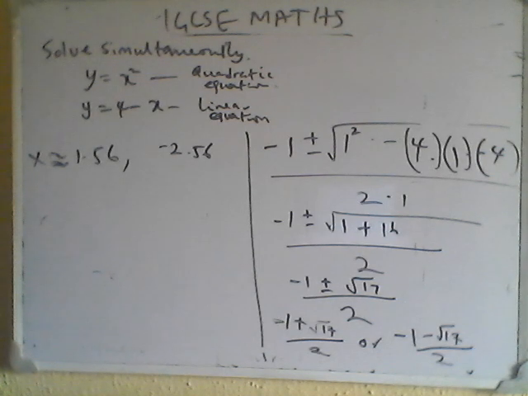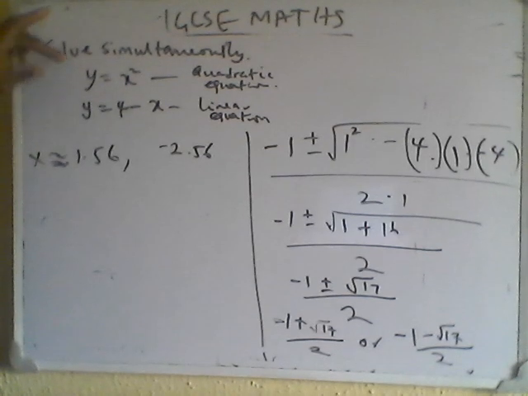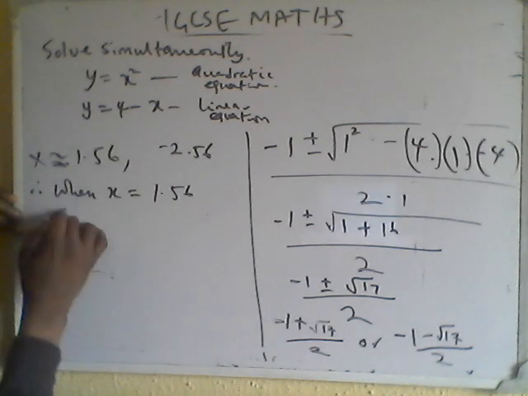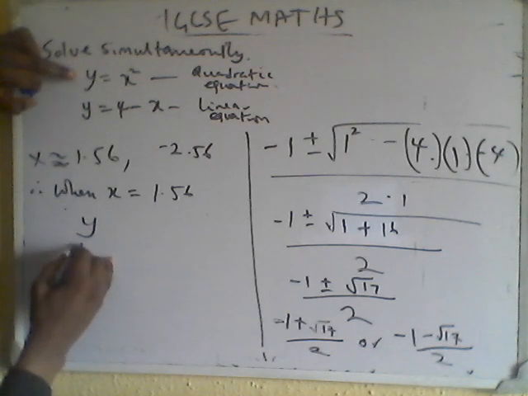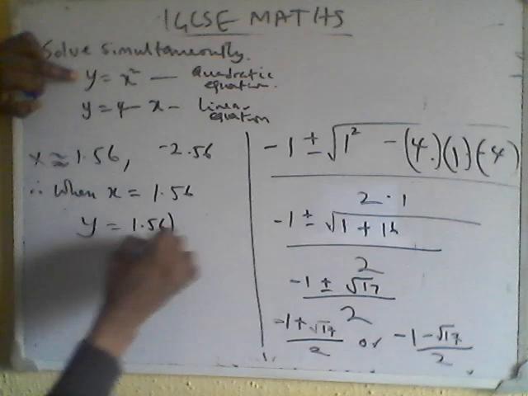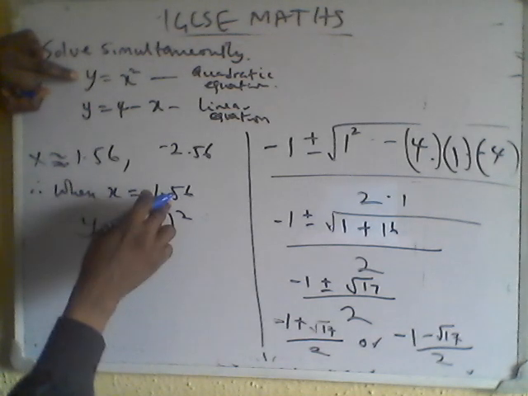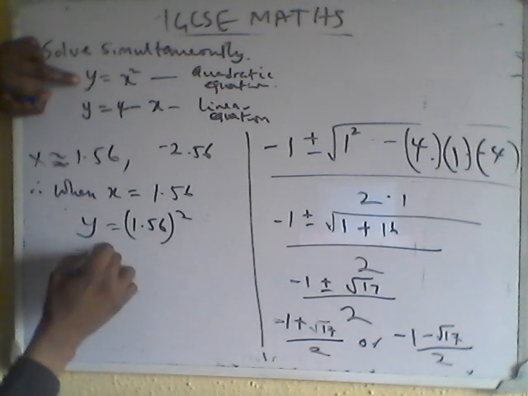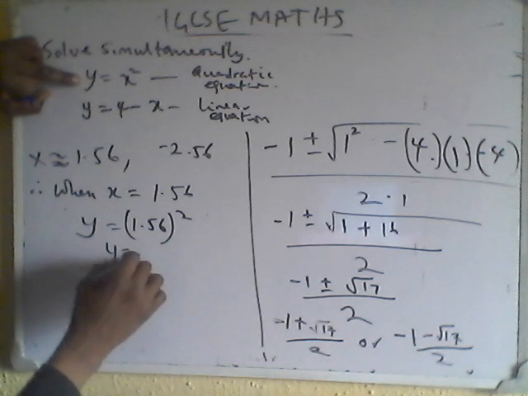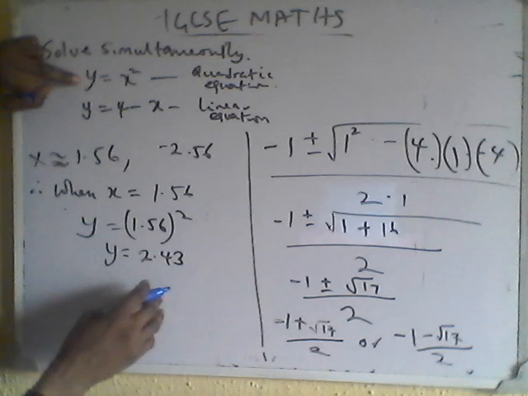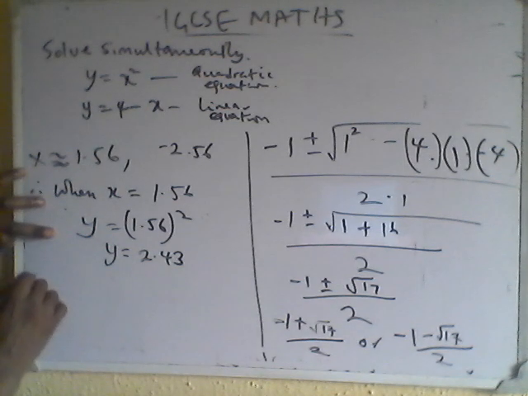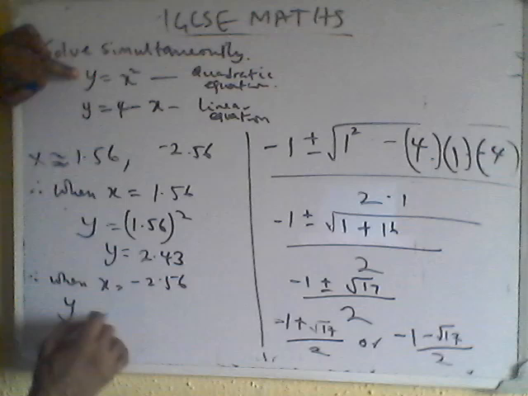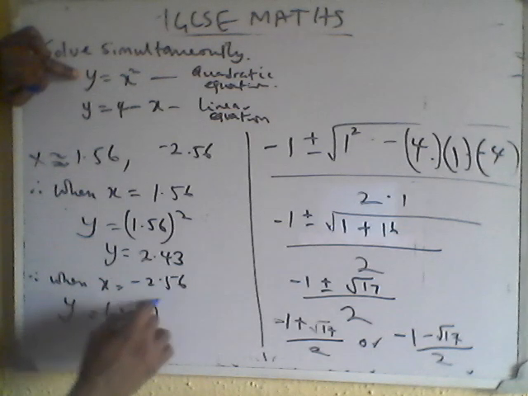So if I now want to solve for the corresponding value of y, therefore, when x is equal to 1.56, y from this quadratic equation is equal to 1.56 all squared. I just put 1.56 for x in this expression, so I can get what y is. So y is 2.43. Okay. But now when x is minus 2.56, then y will be minus 2.56 all squared. So this will give me 6.55.